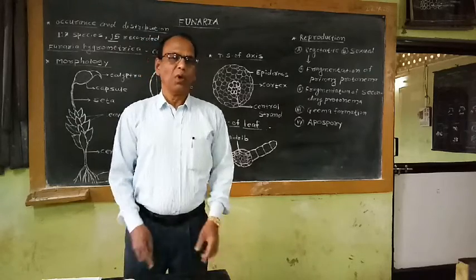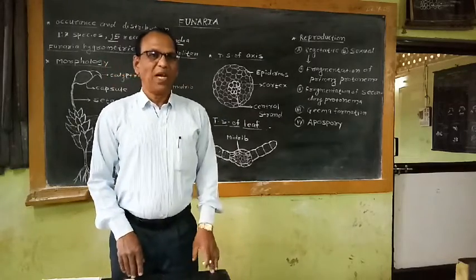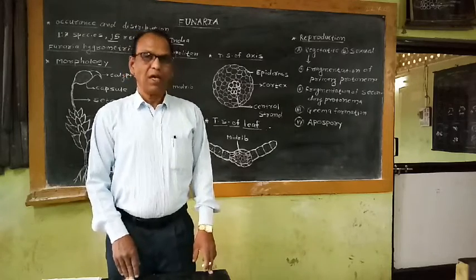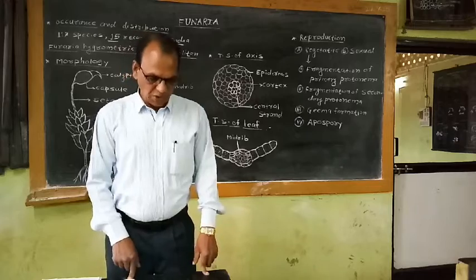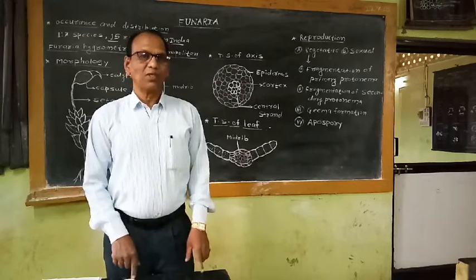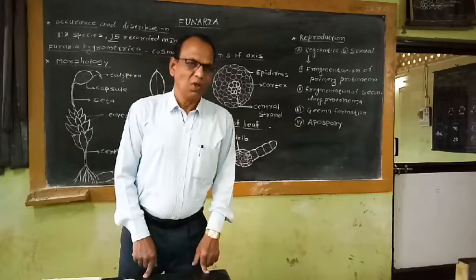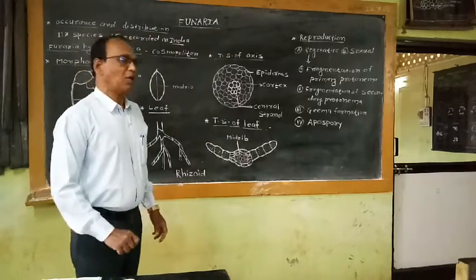Then, if we observe the occurrence of this Funaria, the Funaria generally occurs in rainy season, on the wet soils as well as on the wet rock surfaces, as well as in the crevices of the rocks, as well as on the poles, on the bricks, on the walls during rainy season. So this Funaria very commonly occurs during rainy season.